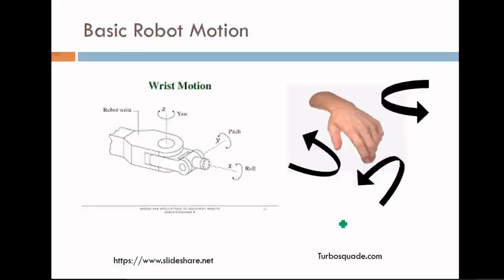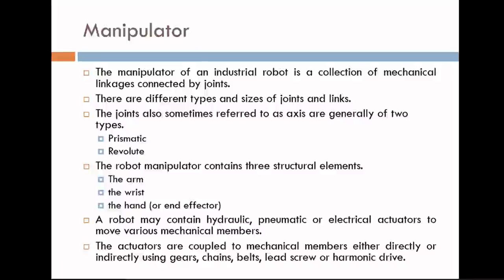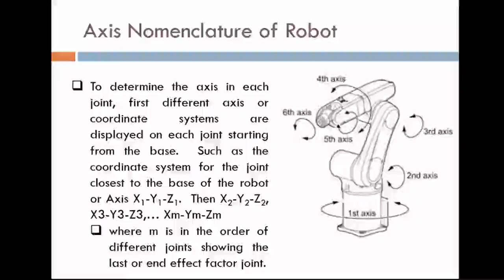Okay, let's move to the next point, the manipulator. So what is a manipulator? The manipulator of an industrial robot is a collection of mechanical linkages connected by joints. So please tell me, in this robot, what is a manipulator?